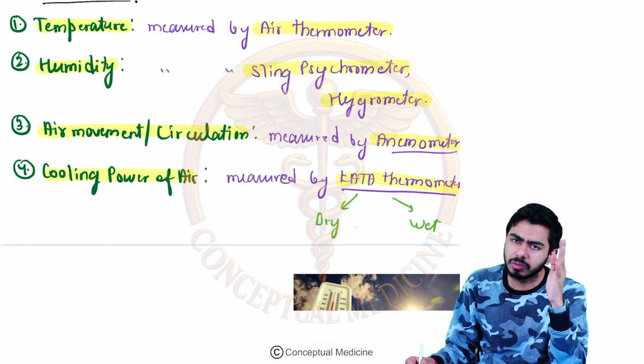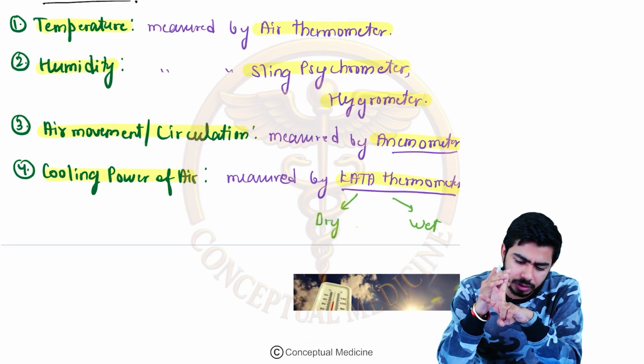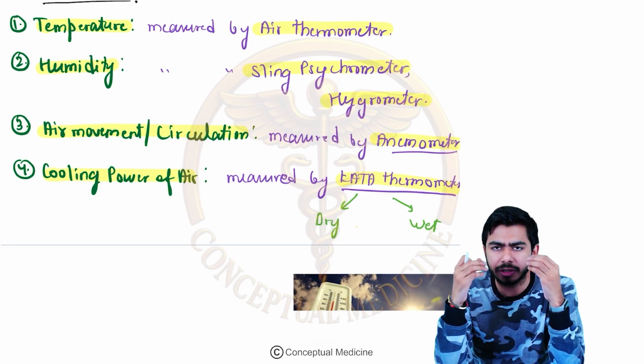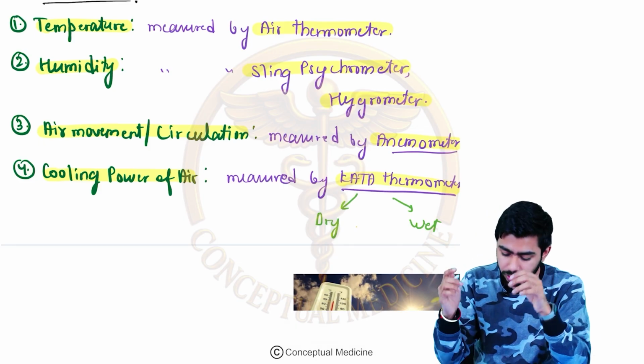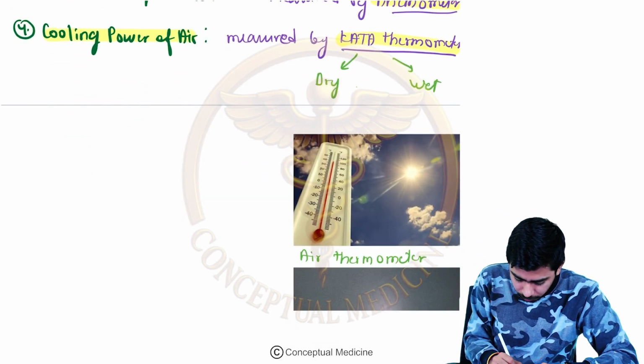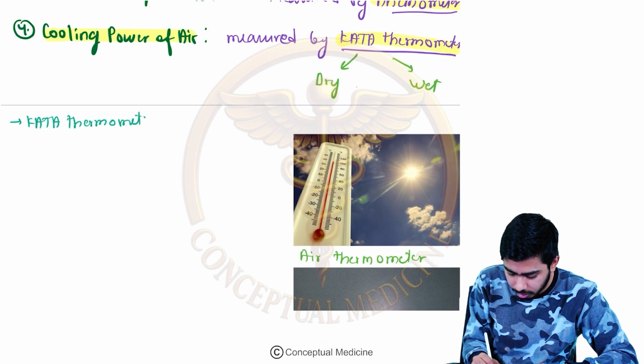I told you about the Kata thermometer. It has two parts. One is the dry Kata thermometer and one is the wet Kata thermometer. The Kata thermometer can also be used to measure low air velocities, right? So one more important point over here, and this has been asked multiple times. An interesting point of this Kata thermometer is that it can be used to measure low air velocities.